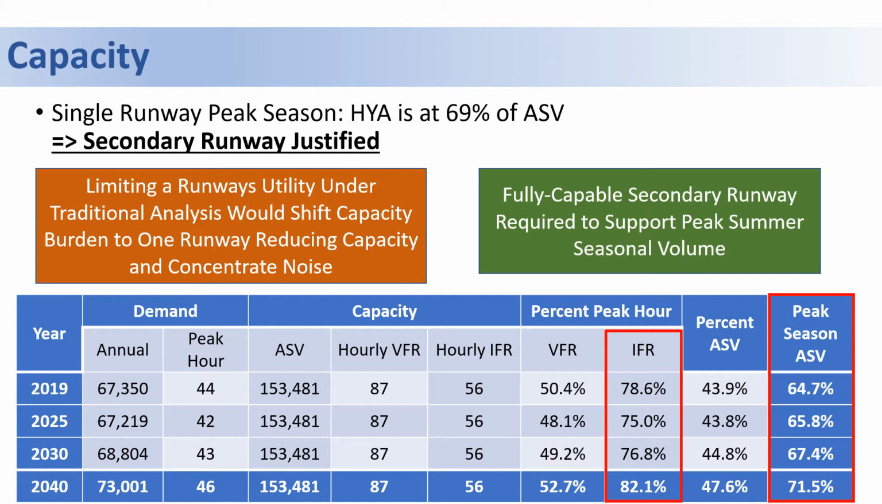If runway 15-33 was limited under the traditional analysis, this would hurt capacity, and it would shift most of the jet activity to one runway, which would result in a noise problem because the noise would now be concentrated over one runway as opposed to both runways. Whereas a fully capable secondary runway would support the peak summer volume and also help provide a balanced approach to noise impacts. And you'll hear more about that in the slides ahead.